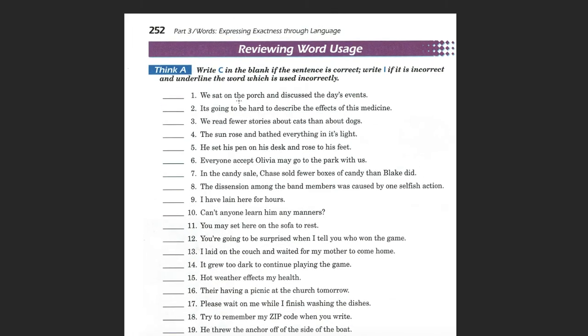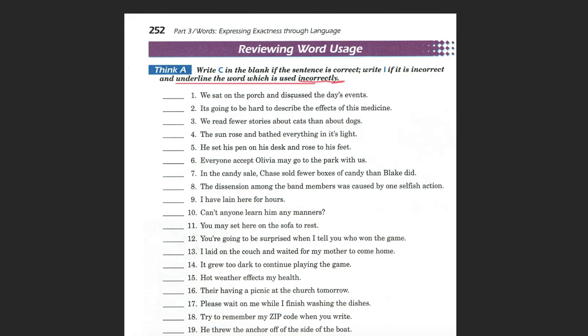All right, next page, think A. Write C in the blank if the sentence is correct. Write I if it is incorrect, and underline the word which is used incorrectly. A lot of you guys are forgetting to do this part of the worksheet, the underlining part. It's really important that you guys follow directions, please, okay? So make sure you underline the word which is used incorrectly. Let's do number 1 and 2 together.